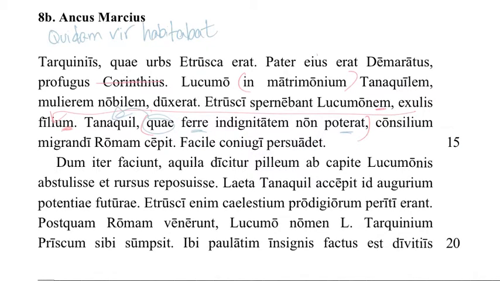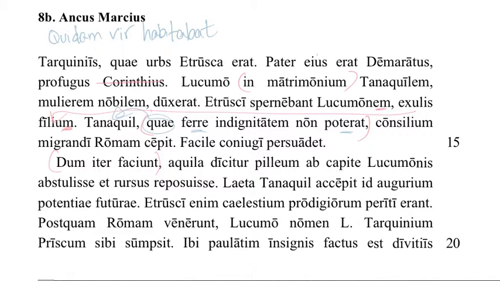Faucale, boring adverb. Dum iter faciunt, aquila dicatur Pileum ab capite Lucumonis abstulissa et rursus repausuisse. Ooh, interesting. Dum iter faciunt. Right here, we've got dum plus an indicative verb. So this looks like a temporal clause because it says while something is happening. Iter faciunt, of course, that's the Romans' favorite way of saying making a trip.